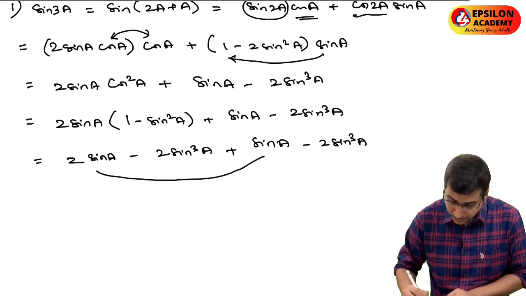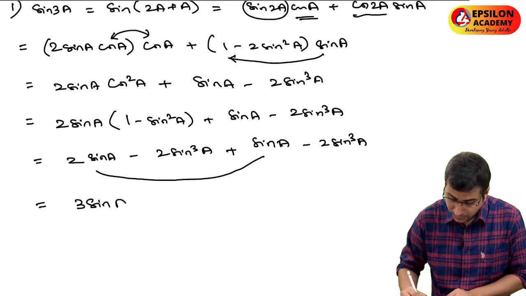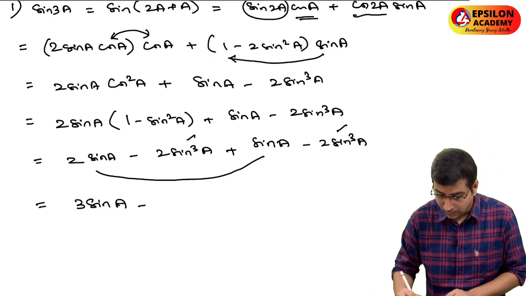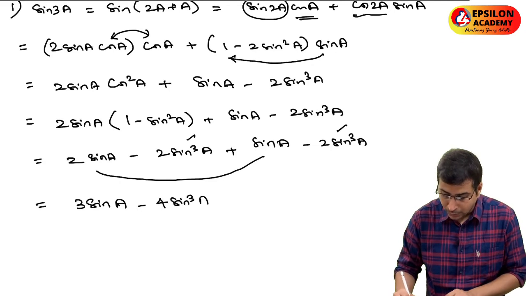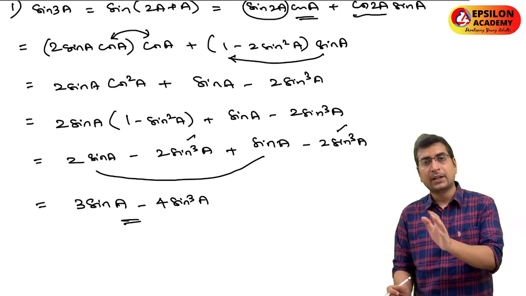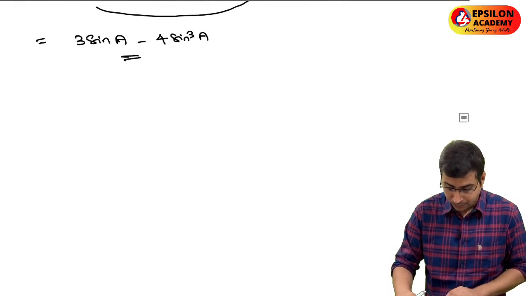So 2 sine a plus sine a is going to give me 3 sine a, minus 2 sine cube a minus 2 sine cube a is going to give us minus 4 sine cube a. So the formula for sine 3a is 3 sine a minus 4 sine cube a.